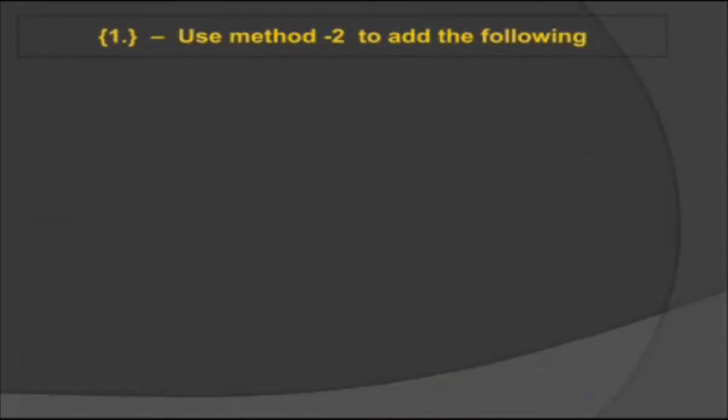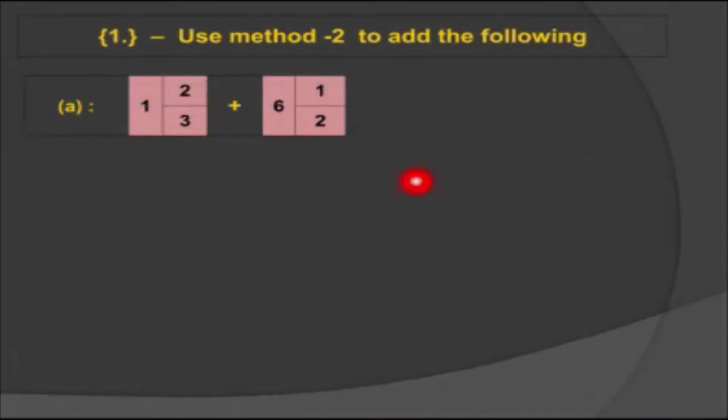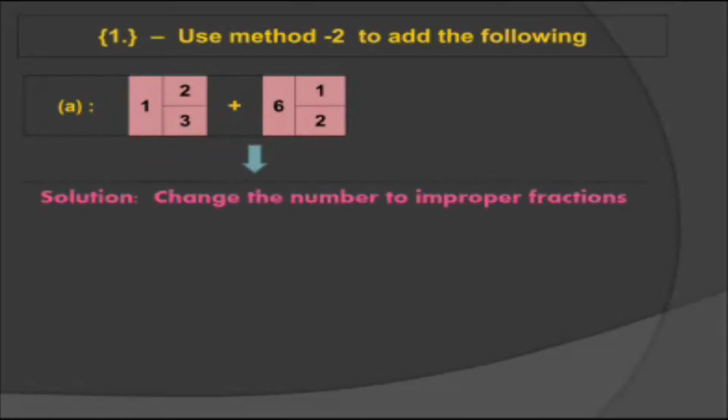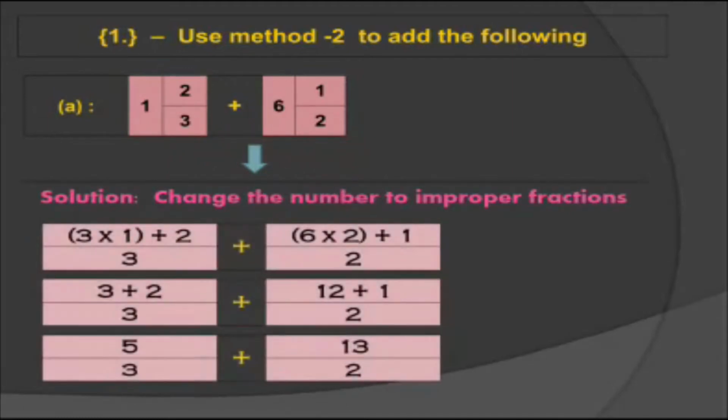Use method 2 to add the following. Question number A, right? 1 and 2 by 3 plus 6 and 1 by 2, right? So here we need to change the fractions into improper fractions. So for that, we can see here this is the whole part and denominator part, so we are multiplying this by 2 and adding the numerator here. The same manner we are doing here. This is the whole number and this is the denominator. We are multiplying these both, and adding numerator 1 here.